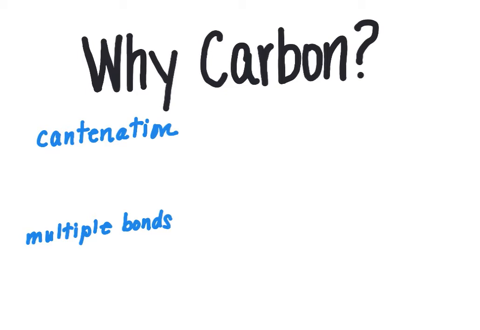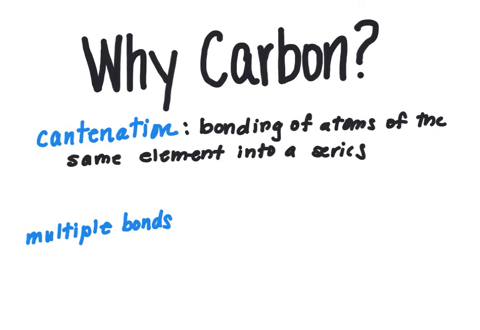So why carbon? Why does carbon form such a wide variety of molecules? It has two properties that make it different from other molecules in the periodic table. The first of those properties is catenation. Catenation is defined as the bonding of atoms of the same element into a series. Carbon forms very strong bonds to other carbons, allowing the formation of long chains and structures.